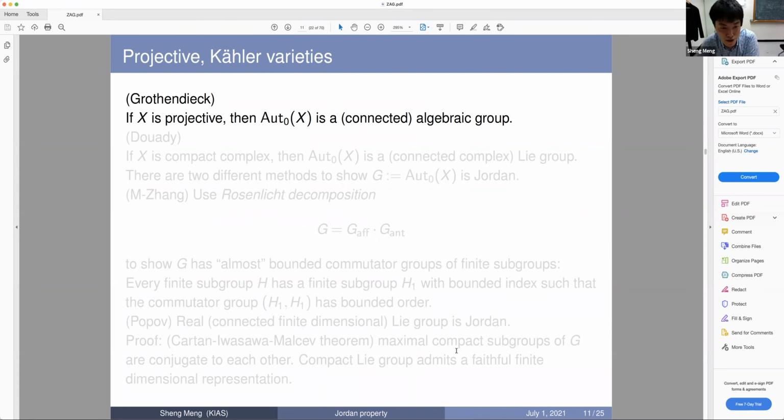Sorry, I forgot to mention two basic facts. First, we need to use Grothendieck's result that if X is projective, then Aut^0(X) is a connected algebraic group. And in the complex geometry setting, if X is a compact complex manifold, then Aut^0(X) is a connected complex Lie group.